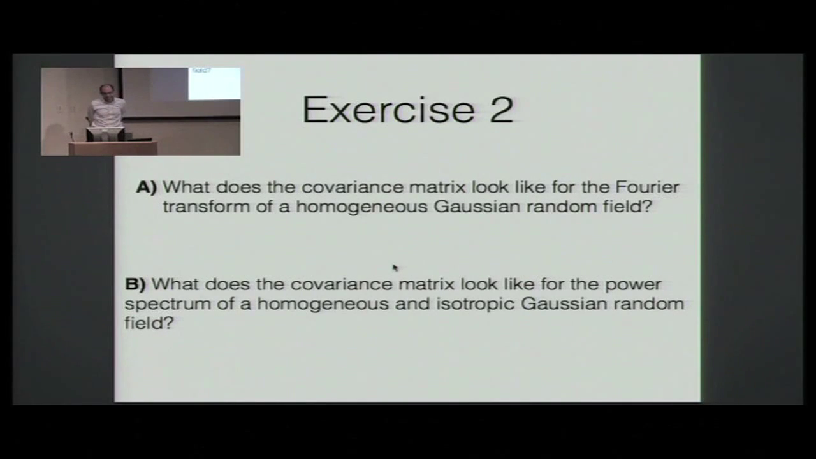For question A, let me ask the audience: can someone tell me what the covariance matrix looks like for the Fourier transform of a homogeneous Gaussian random field? Was anyone listening to his lecture? What is that? It's diagonal, right. This is the diagonal covariance that David talked about, and the diagonal entries are given by the power spectrum of the mass density field.